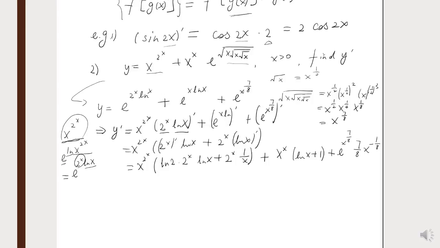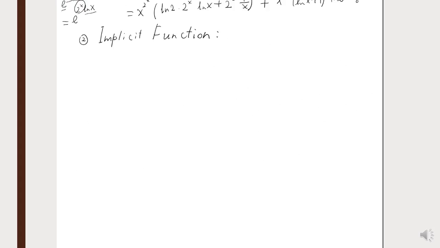Alrighty, so that's the end of the solution. And you can see that we got a very complex derivative expression. Alrighty, hopefully you understand the compound function derivative operation. If you got it, let's look at something more challenging. It's called the implicit functions derivative.